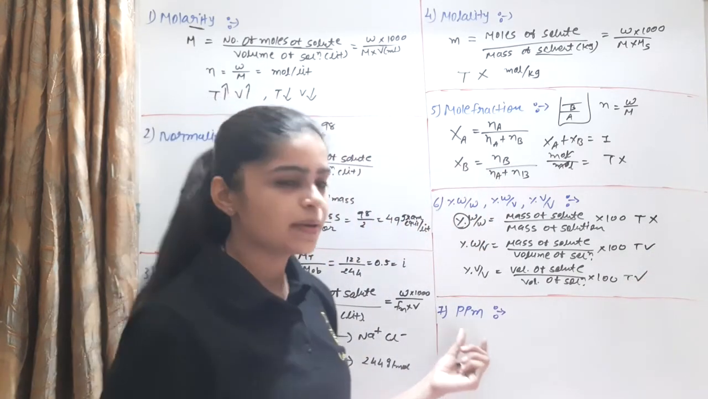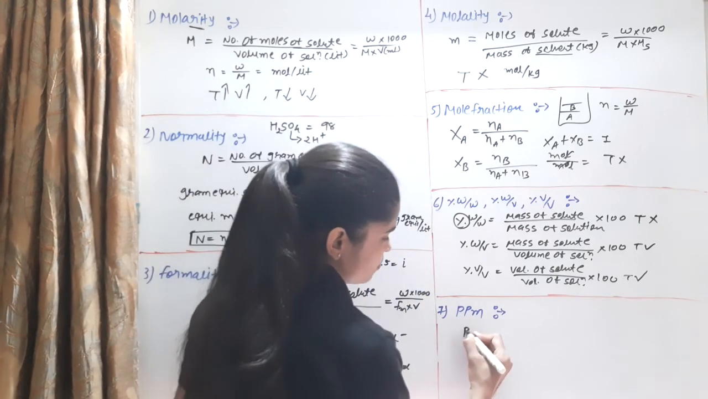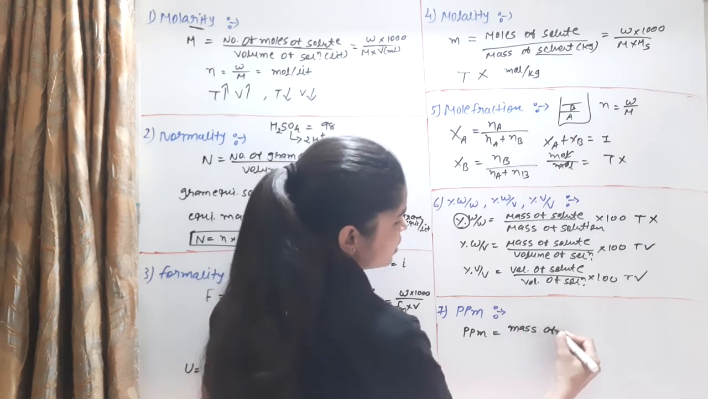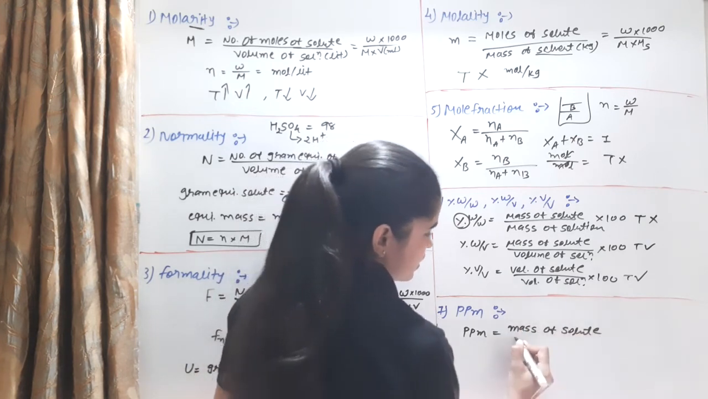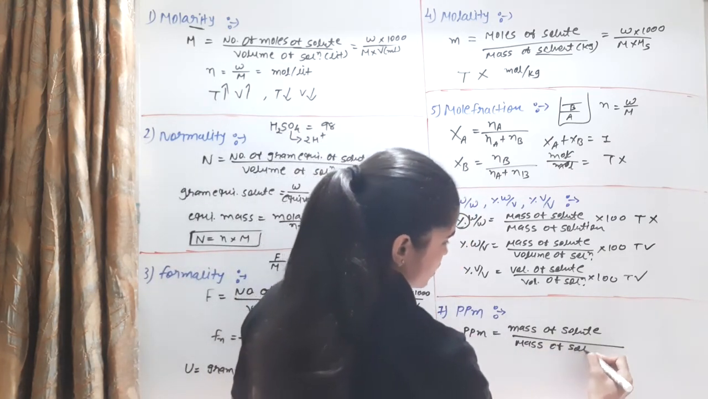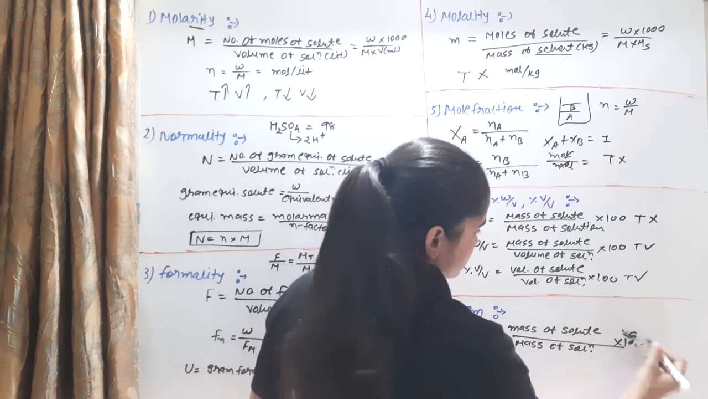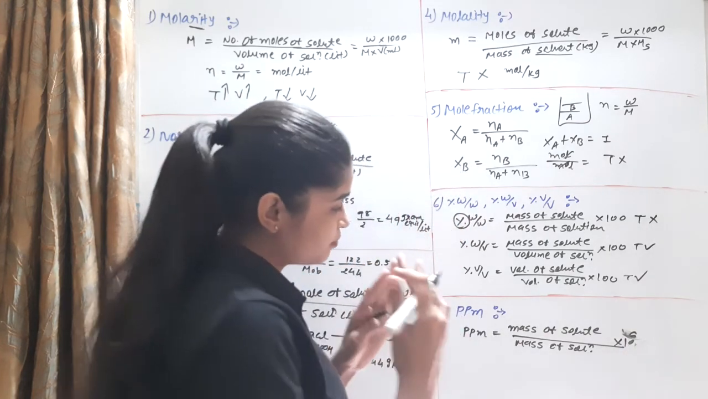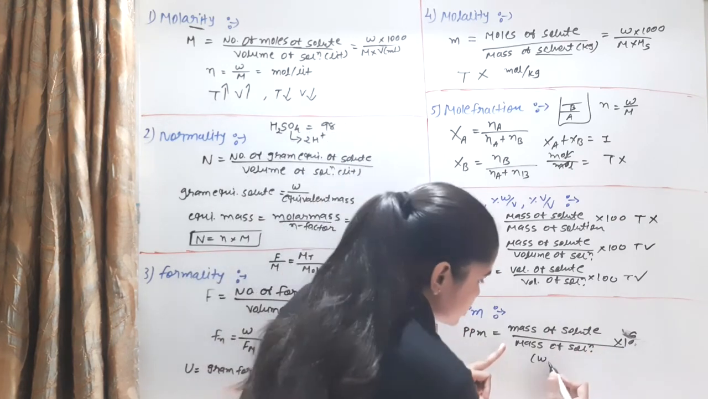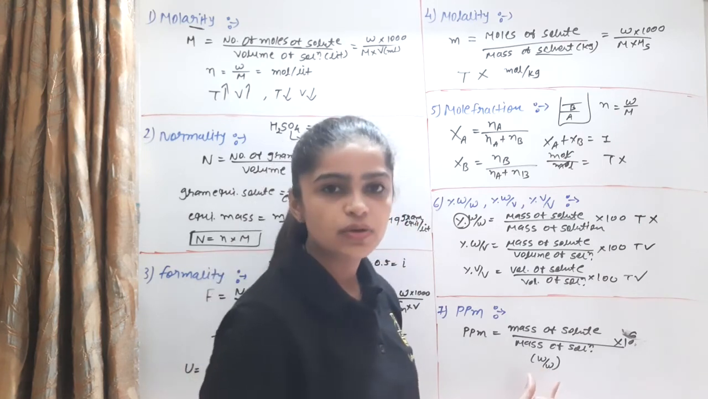Next is ppm. ppm means parts per million. So ppm is equal to the mass of solute divided by the mass of solution, multiplied with 10 raised to 6. In other words, mass of solute is denoted by weight and mass of solution is denoted by weight. So this is ppm by mass.